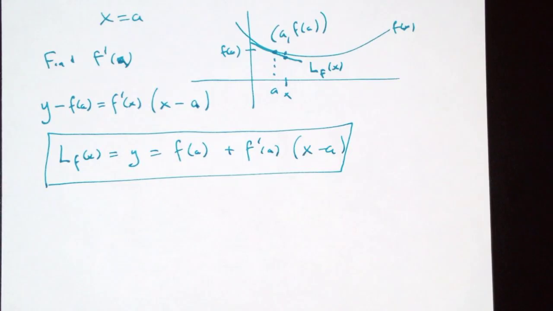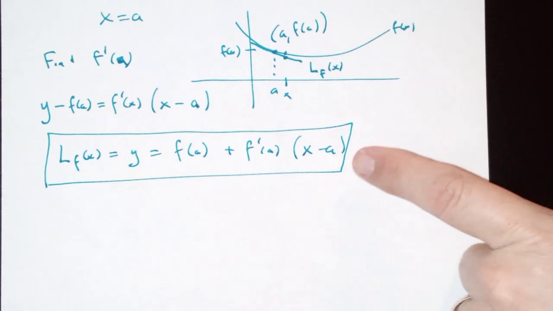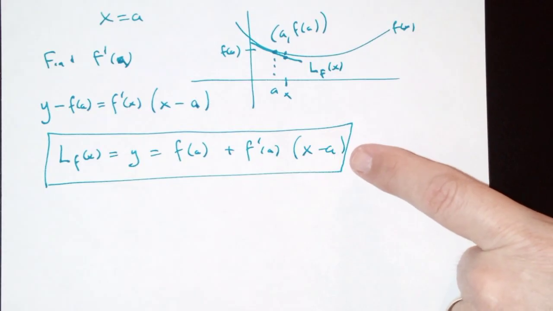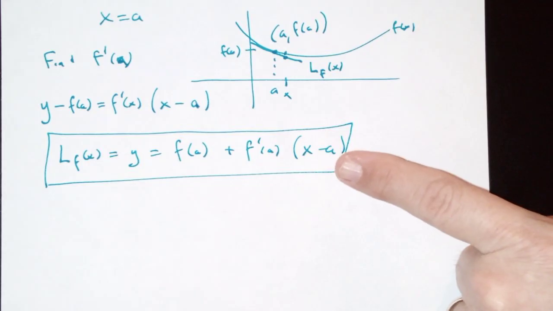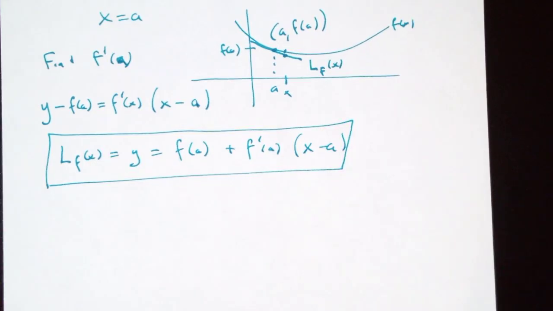This is my linear approximation formula. It works for any differentiable function, as long as I know that we're not too far away from a. The bigger this value gets, the bigger x minus a gets, the worse this approximation becomes.